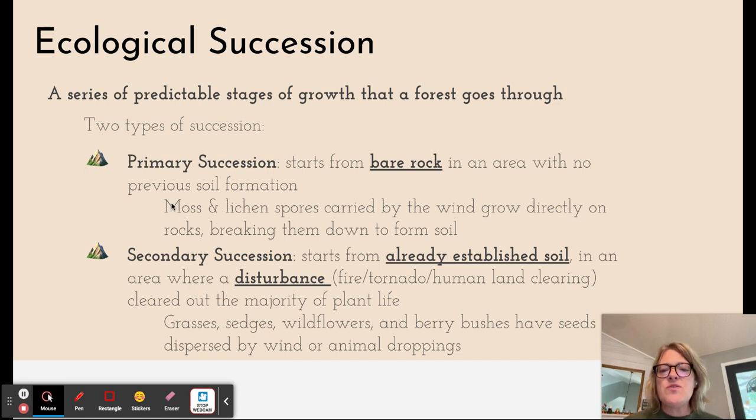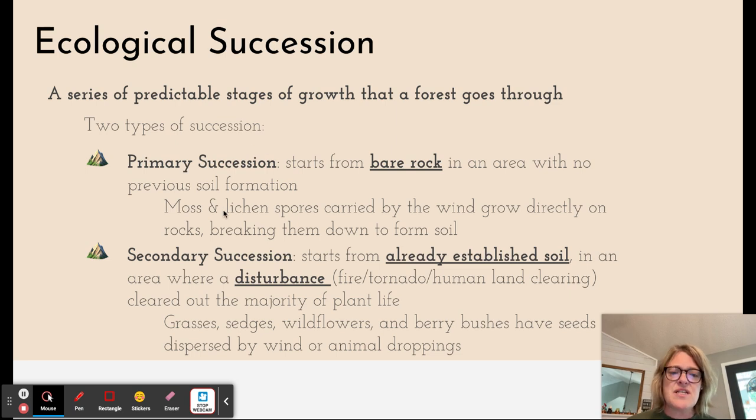So the two types of organisms that can actually put nutrients back into the soil and break down rock are called moss and lichens. These are usually carried in by the wind. Their spores are carried in from the wind, and then they attach to the rocks. They actually break down the rock material, turn that rock into soil, put nutrients into the soil, and then the ecosystem is able to support other types of plant life.